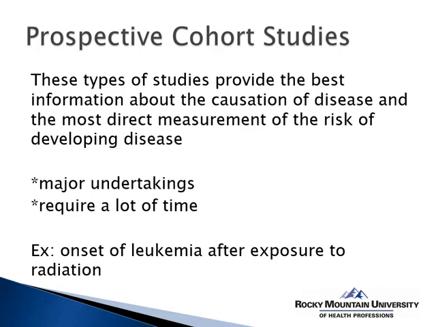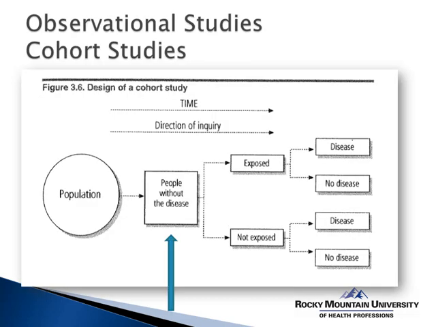Obviously, a prospective cohort study is going to give me very valuable information, but what if I lose track of people over time? What if they move? How about the financial aspect of paying for testing, et cetera, et cetera? Major, major undertakings. Here's what a cohort study looks like, at least a prospective cohort study.